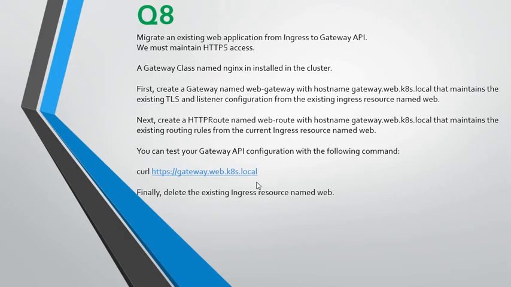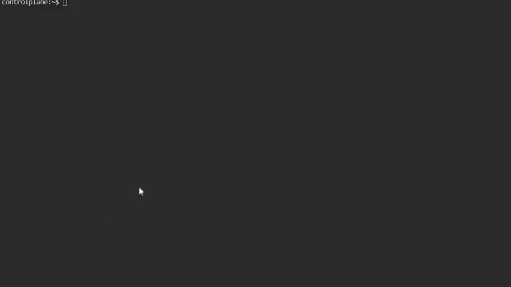Okay, so let's start the question. First, check whether it already exists or not. What are the prerequisites? In the exam, the Ingress is already created, the application is already created, and the GatewayClass is already created, but in a lab environment, for practice purposes, you have to create them first.